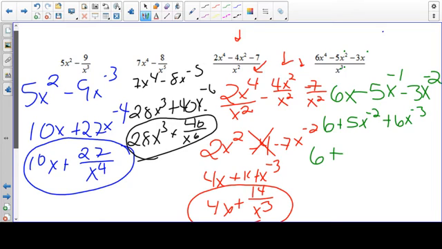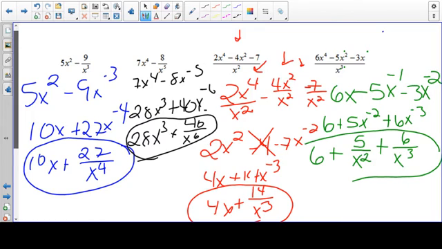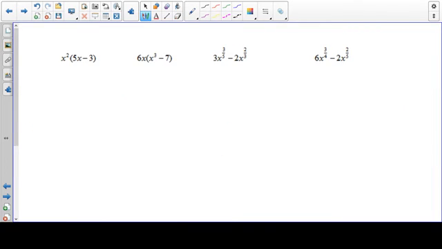Let's fix our answer to be more proper. I get 6 plus 5 over x squared plus 6 over x cubed. Again, I can't put any of those together because none of them have the same denominator, and I have 2 different denominators to begin with, so I can't even give everything 1. I don't get to magically put it together. All right, last line. Correct. Okay.